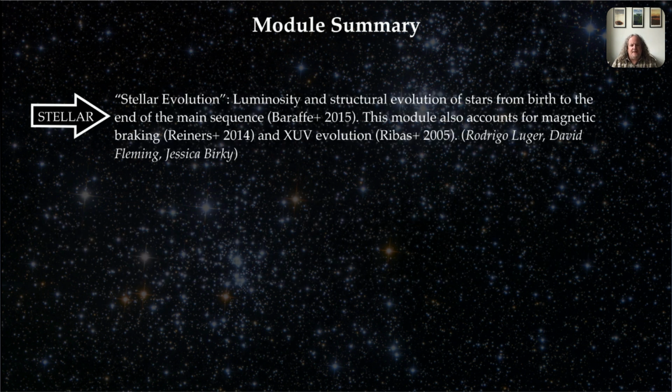Stellar is our stellar evolution module, which tracks bulk properties, such as luminosity, structural evolution, radius, etc. Stars can be simulated from their birth to thermonuclear ignition to the end of the main sequence. This module also tracks magnetic braking and XUV evolution as well.